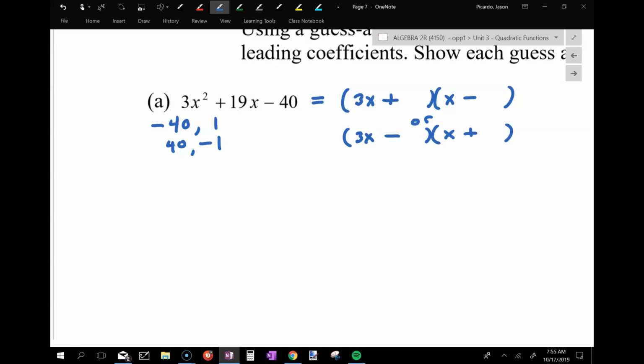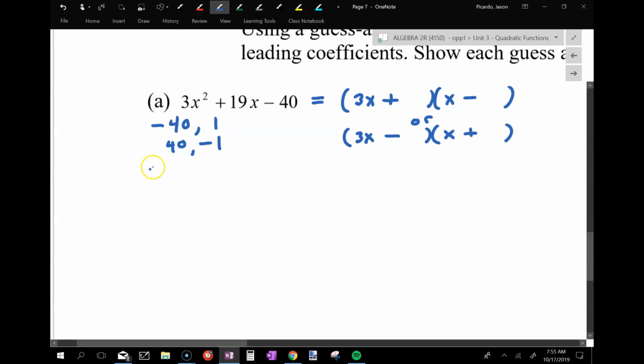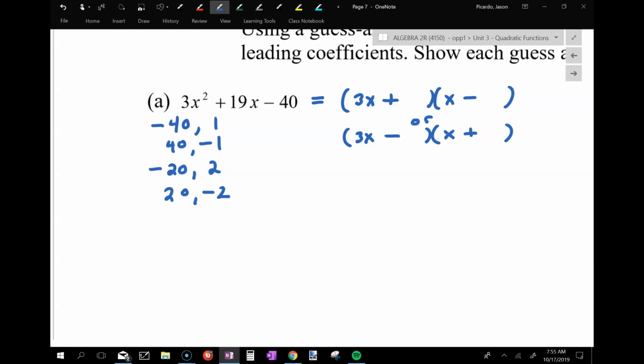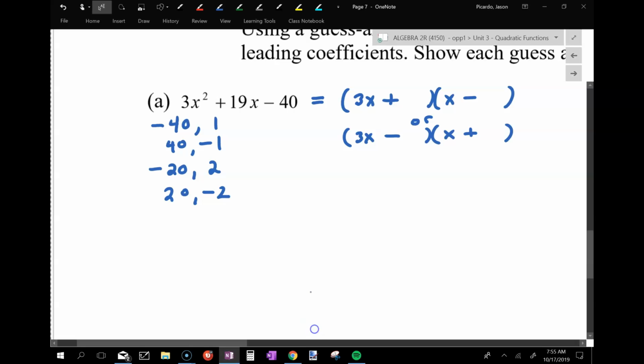All right, give me another way to get 40. 20 and 2. Or the opposite signs, right? Another way to get 40. 8 and 5. And, oh yeah, we missed one. 10 and 4, sure.